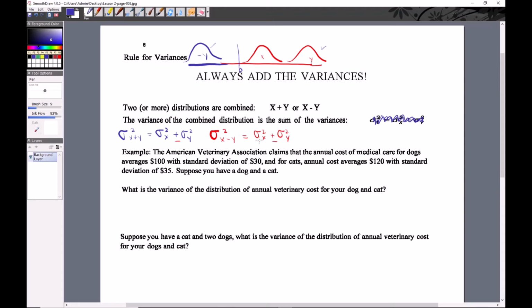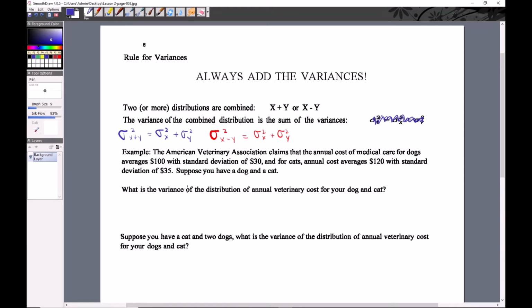So this is important to remember. With adding means, you do actually add them, and when you subtract means, you do actually subtract them. But when it comes to spread, it's always plus. Always add the variances. That's important. Don't forget that. So let me get rid of all this extra goopy stuff here.